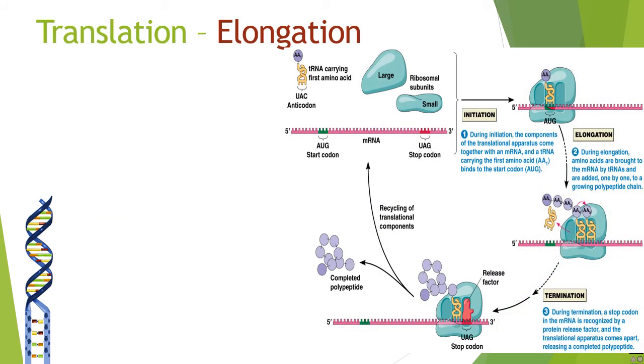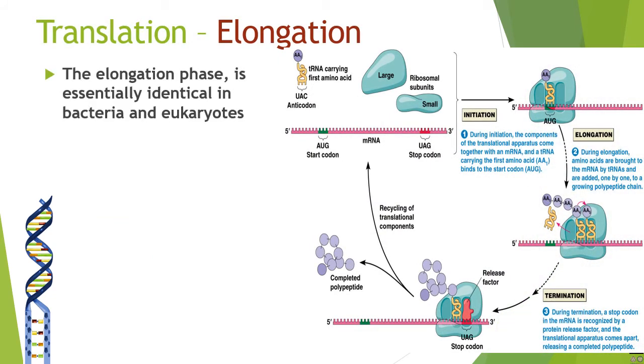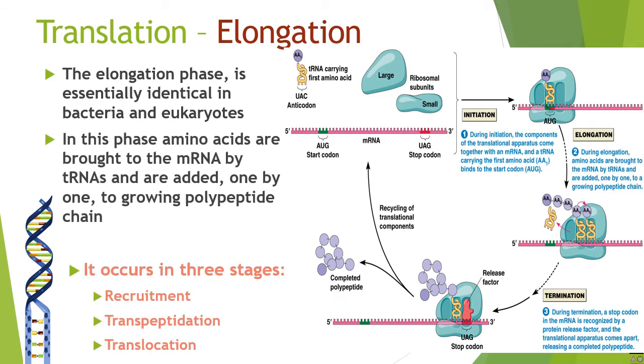The second phase of translation is the elongation phase. It is essentially the same in both bacteria as well as eukaryotes. In this phase, amino acids are brought to the mRNA with the help of the charged tRNA, and one by one they are added based upon the codon-anticodon interactions, and the polypeptide which is being synthesized grows one at a time till the end happens. So the elongation phase, like the initiation phase, also has three steps or stages: recruitment, transpeptidation, and translocation.